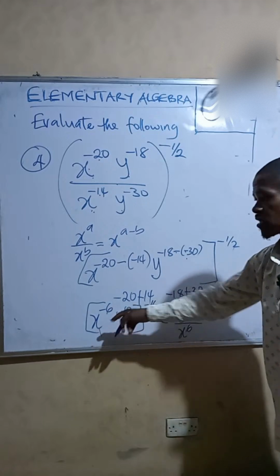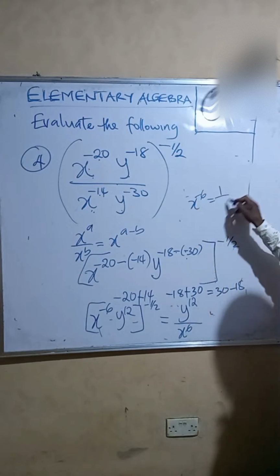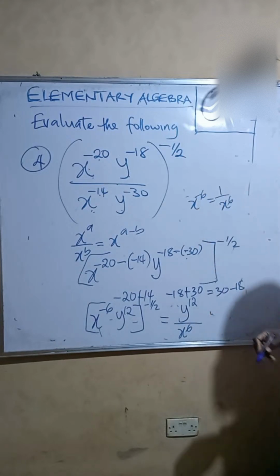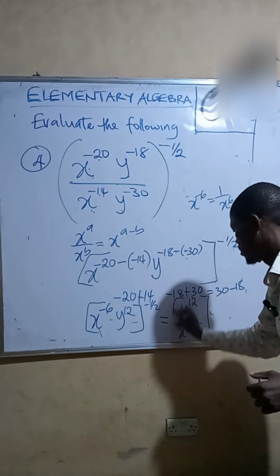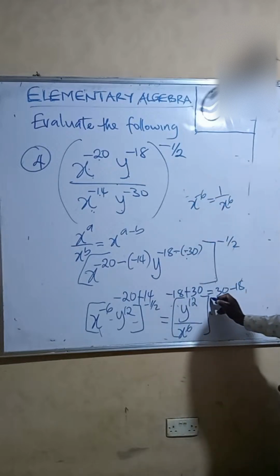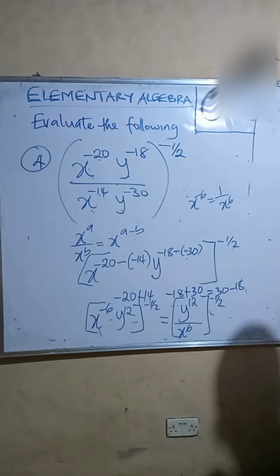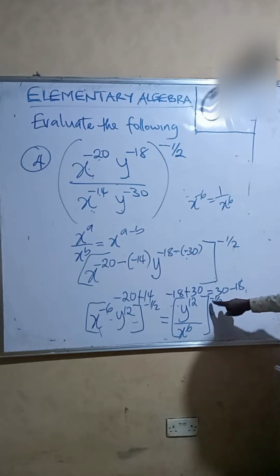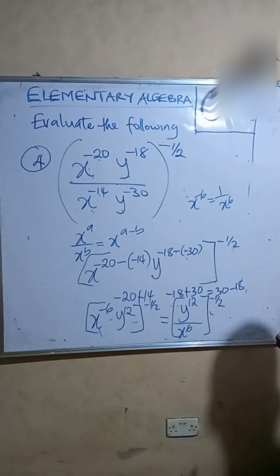Don't forget this one, minus 6. The 1 is 1 over x to power what? X to power 6. Okay? And then the brackets, the power is what? Minus what? Minus half. Okay? So this minus here will flip this fraction upside down.